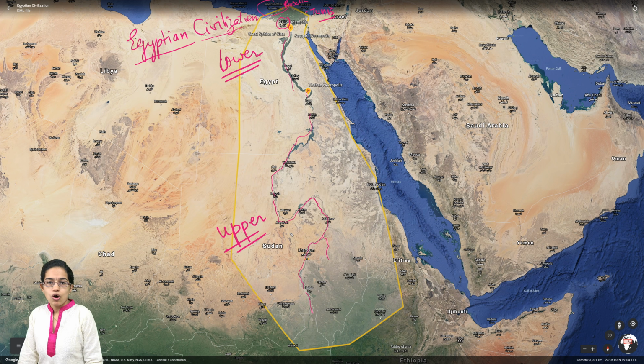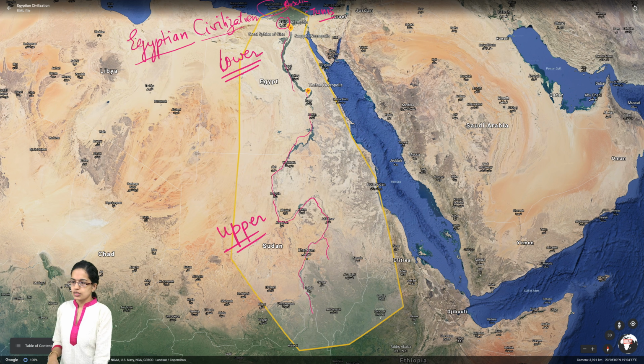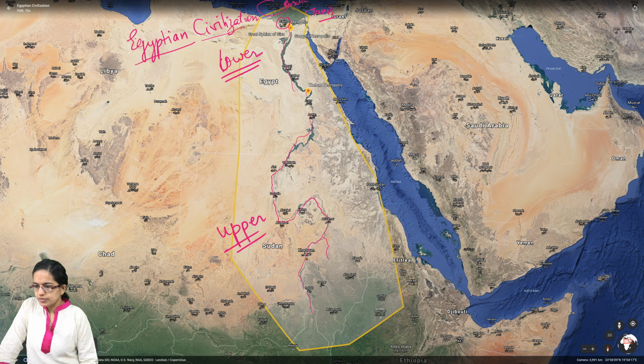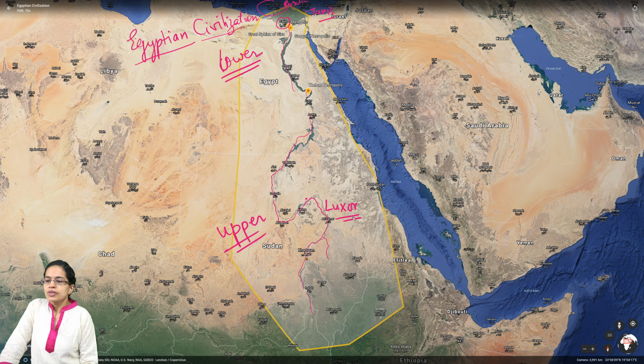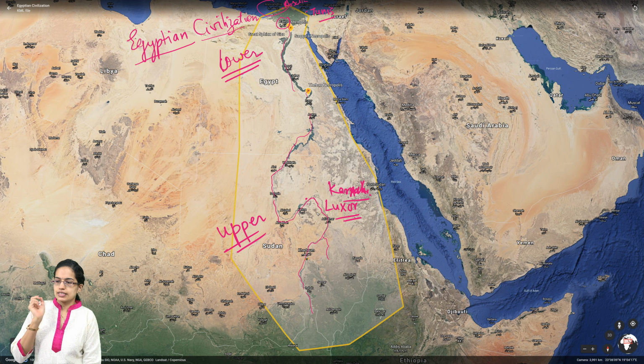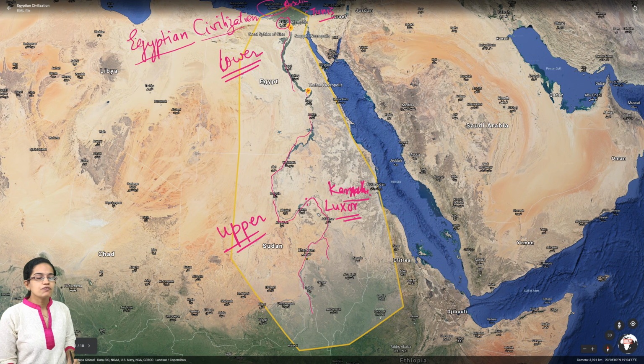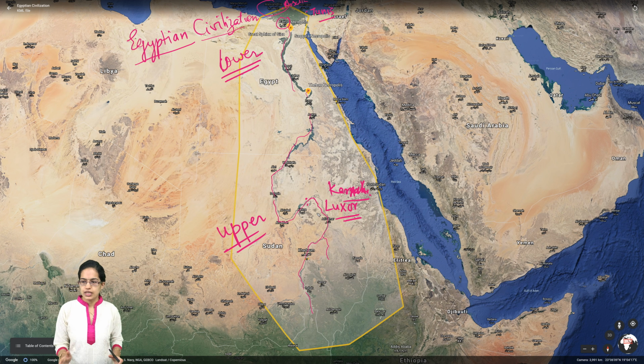If we look at the Upper Egypt region, you had major settlements. First was the Valley of Kings and the Valley of Queens. Then you had the region of Thebes, which is also known as present day Luxor, and you also had Karnak. Those were some of the major towns of the Egyptian civilization. The Valley of Kings and Valley of Queens was very important.